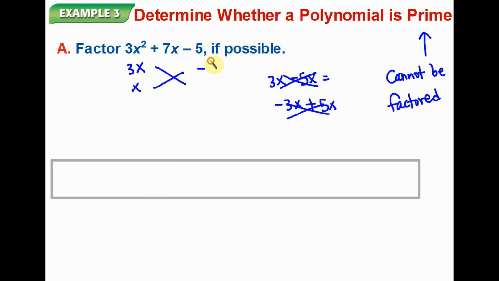If I had negative 1 in here and 5 on this side, this one makes 15x. x times negative 1 is negative 1x, and they are not equal to 7x. If I had positive 1 and negative 5 in here, 3x times negative 5 is negative 15x, and then x times 1 is positive 1x. When I add them, they become negative 14x. So I know that these are all the combinations that you can come up with, and if none of them works, this is called a prime polynomial.